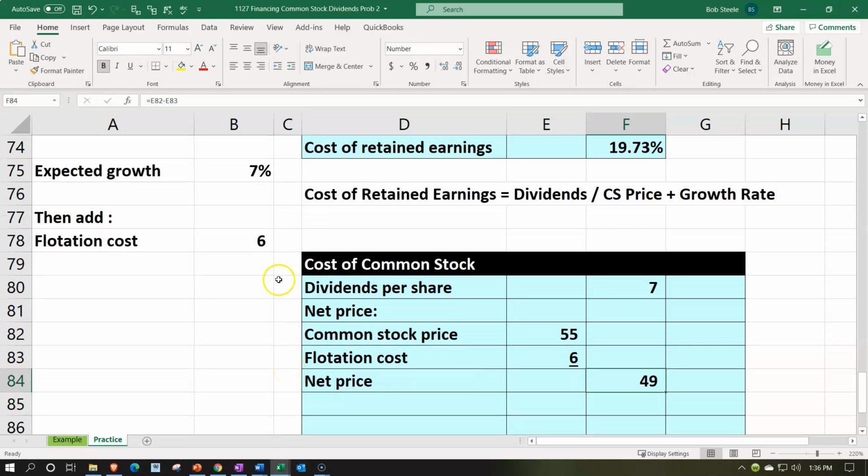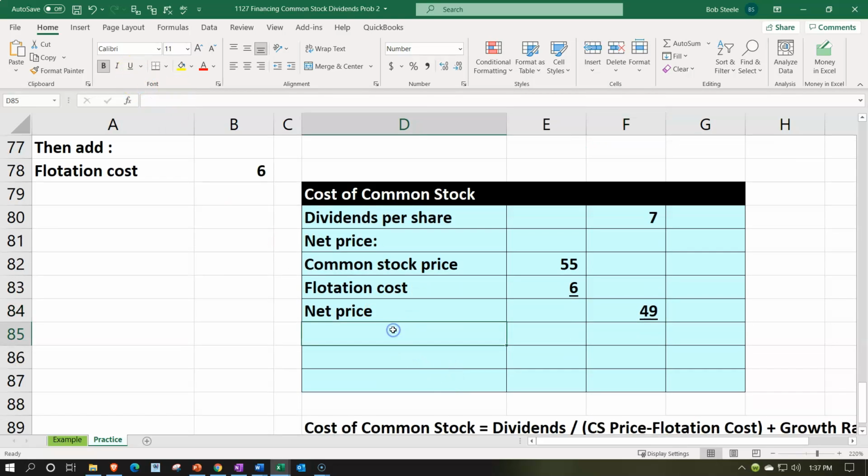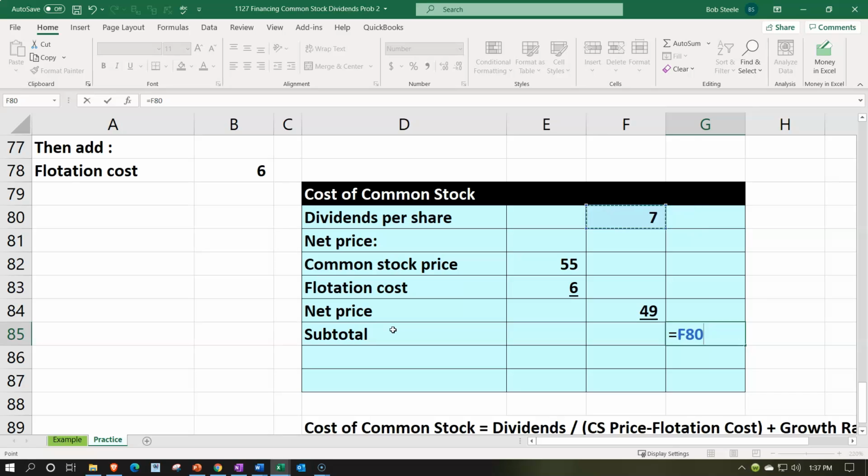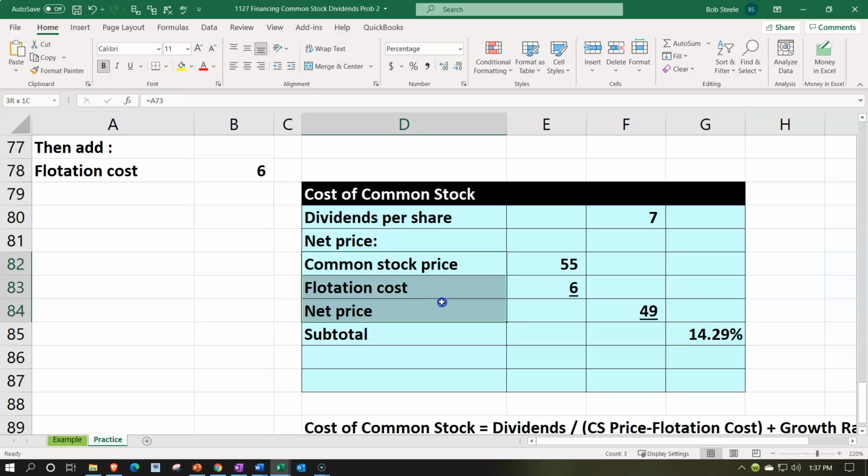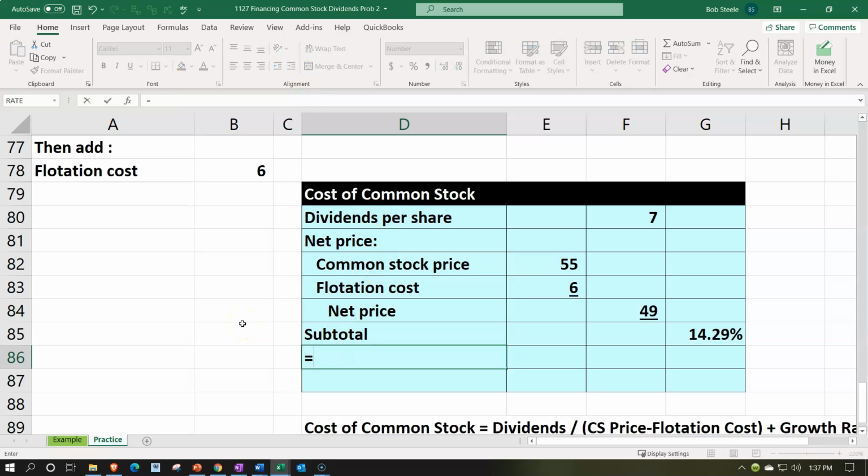Then let's underline that one, font group and underline, and that'll give us then our subtotal. This will be equal to the 7 divided by the 49 now, the net price, making that a percent. Number group percent, adding a couple decimals. Let's go ahead and do some indentation over here too, selecting these three cells, alignment, indent, net price, indent. So much nicer, I think. I feel like that's worth doing.